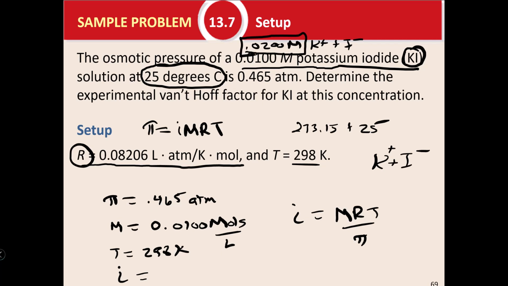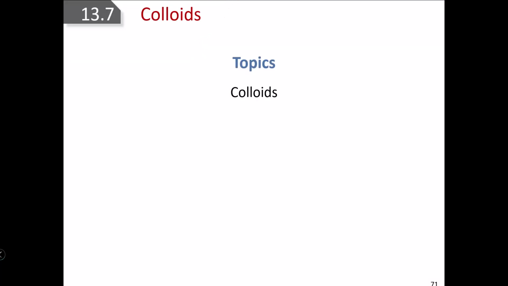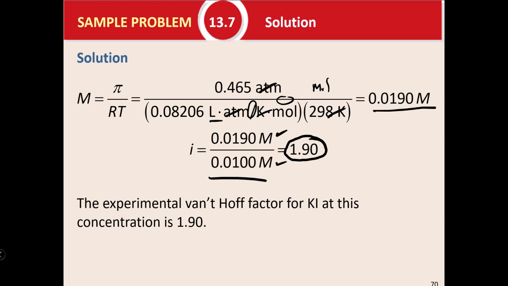But they're saying, hey, you can't do that. You have to find the molarity of these ions, and then compare that to the molarity of the formula, which is just KI, and then you'll determine the actual Van't Hoff factor. And it doesn't come out to be 2. According to this problem, it comes out to be 1.90. So it's pretty close to 2, but that's what it comes out to be. All right.